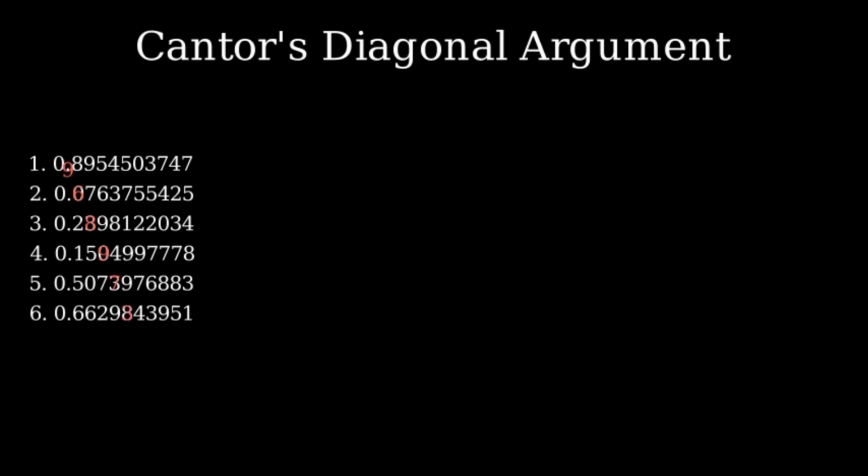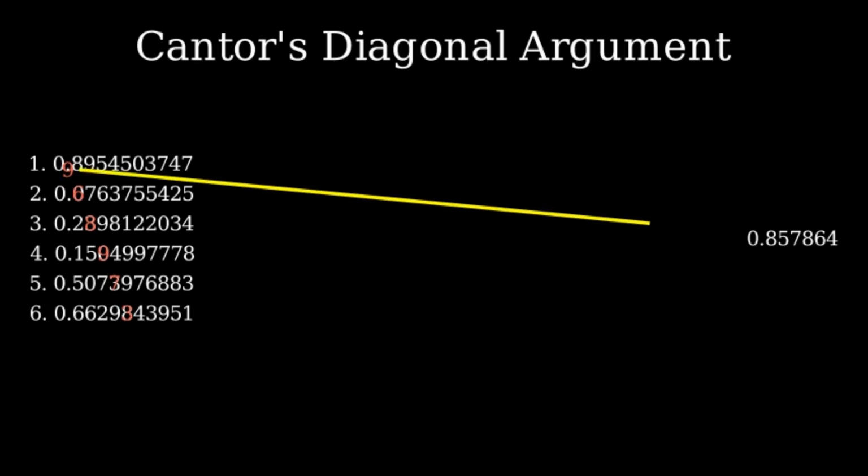Now we highlight the diagonal digits in red. Notice how we're selecting one digit from each number, forming a diagonal pattern across our list. This is the key to Cantor's ingenious argument. Here's where the magic happens.